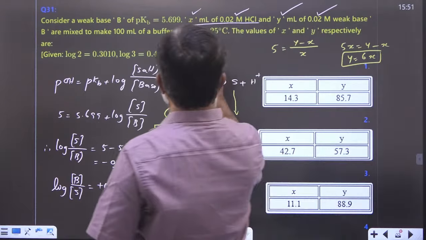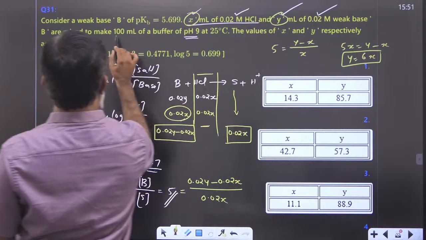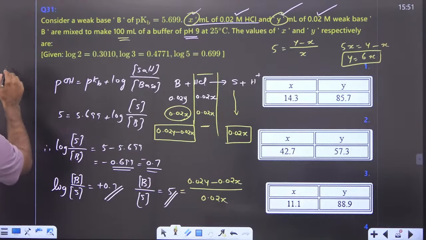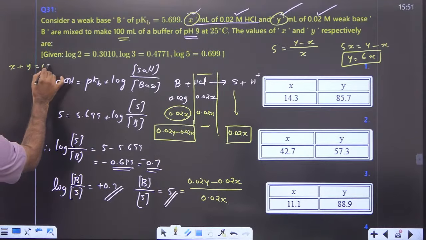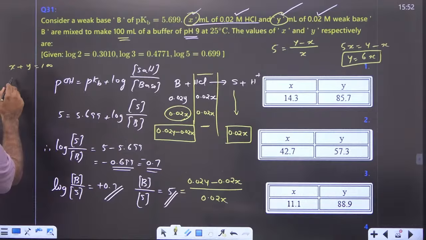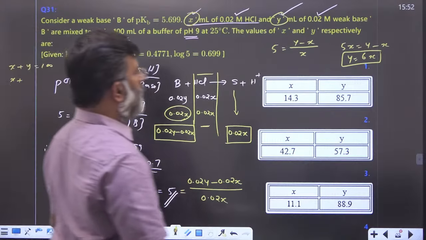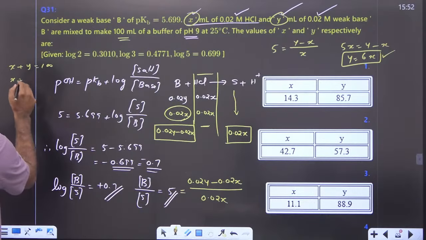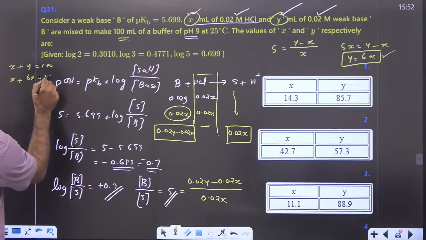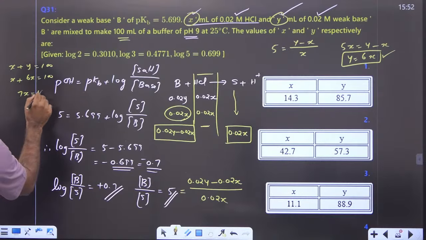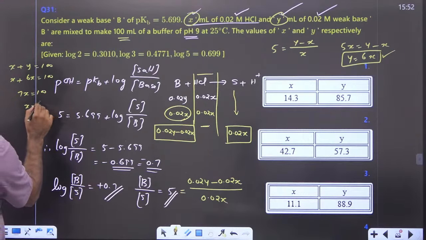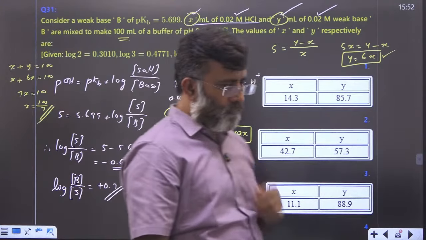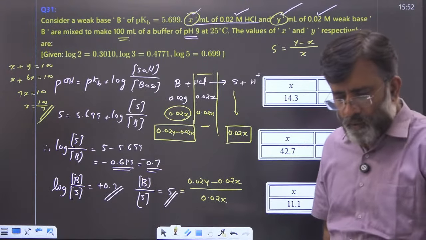Now here there is one point: x and y together make 100 ml. So x plus y equal to 100 ml, and y equal to 6x. So x plus 6x equal to 100, that is 7x equal to 100. Therefore, x is equal to 100 by 7. We got the final figure.